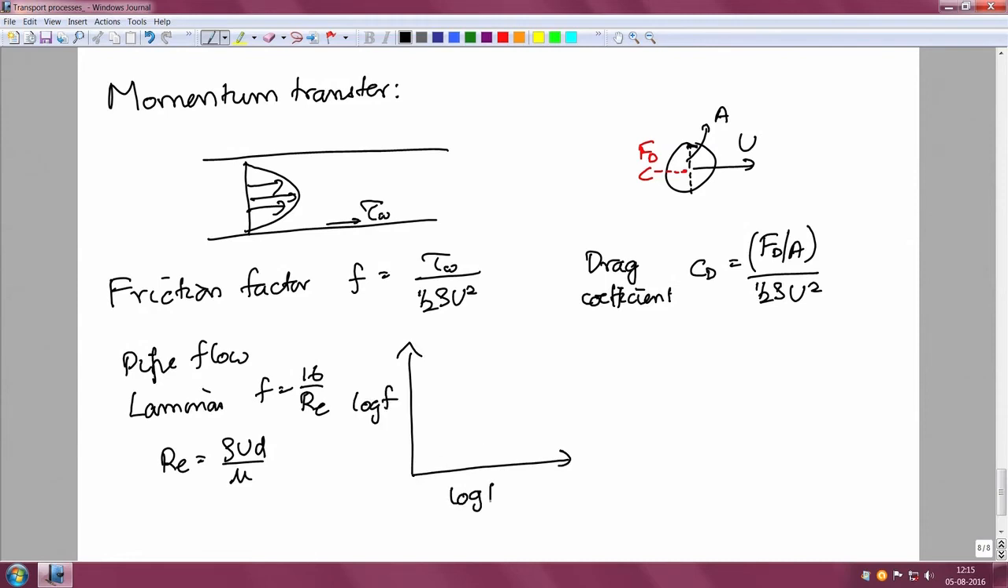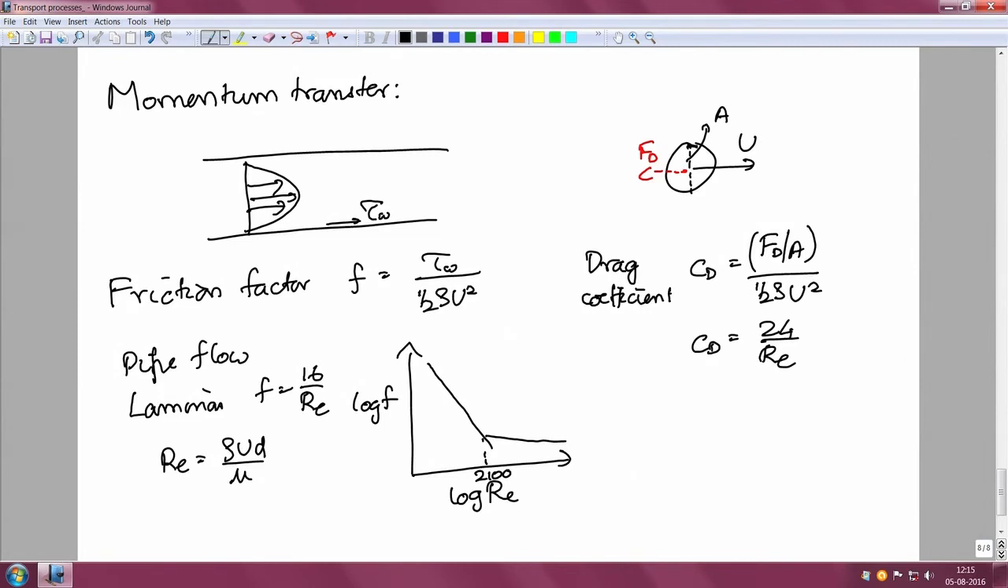Versus log of the Reynolds number, and you have the slope of -1, 16 by Re, and at some point there is a transition. At a Reynolds number of 2100, there is a transition to a turbulent flow. Similarly, for the drag coefficient on a sphere, the correlation for a laminar flow is 24 by Re. And then once again, once there is boundary layer separation and so on across the surface, there will be a different correlation.